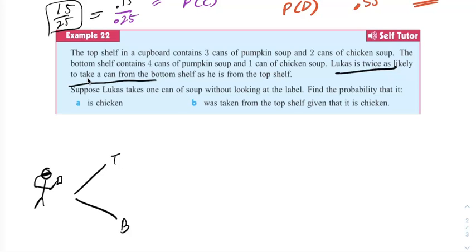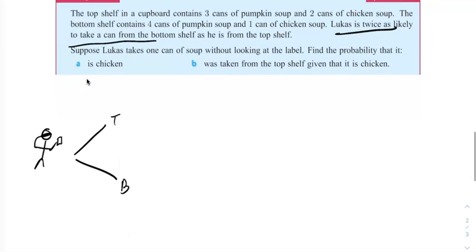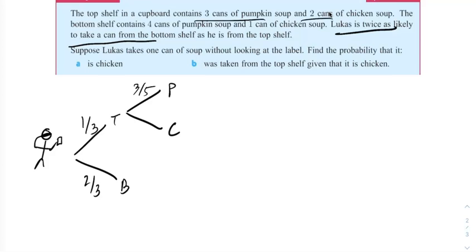So you have to make that a fraction, a ratio, percentage. So what that is, bottom is 2/3, top is 1/3. Right? He's twice as likely to take something from the bottom as he is from the top. So 1/3 and 2/3. Now if we go to the top, what's on top? Top shelf contains 3 cans of pumpkin and 2 cans of chicken. So pumpkin and chicken. We have 5 cans in total. So 3 out of 5 is pumpkin, 2 out of 5 is chicken.